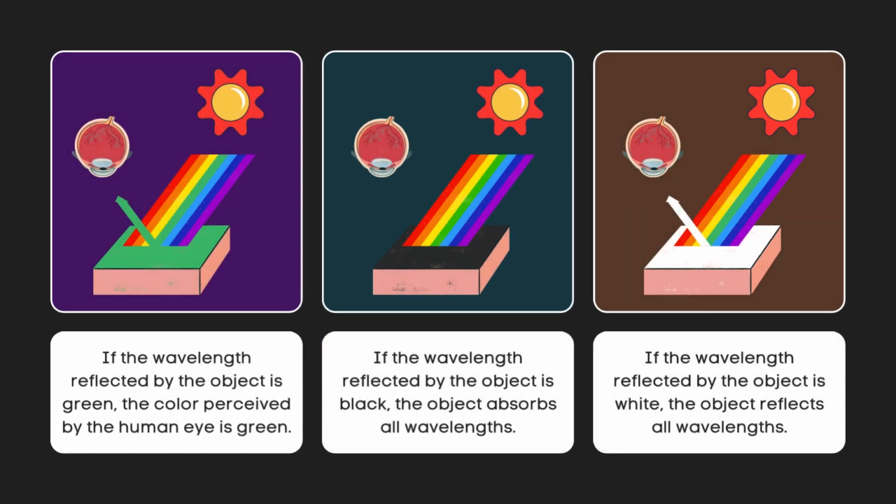If the wavelength reflected by the object is green, the color perceived by the human eye is green. If the wavelength reflected by the object is black, the object absorbs all wavelengths. If the wavelength reflected by the object is white, the object reflects all wavelengths.